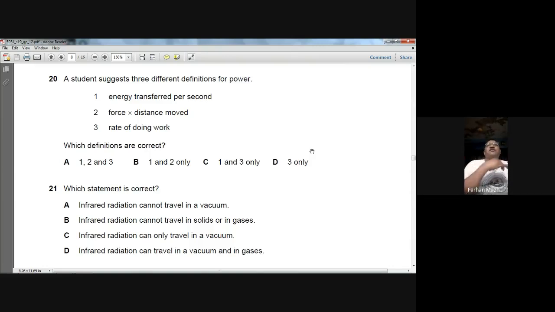The definition of power: the first one, energy transferred per second, this is the right definition. Second, force multiplied by distance moved, that's wrong. This is the definition of work. The second one is wrong. Third one is rate of doing work, that is true. This is the definition of power. So the first definition and the third definition, they both are correct. Which definitions are correct? One and three only. So C is the option. Question number 20, C is the option.